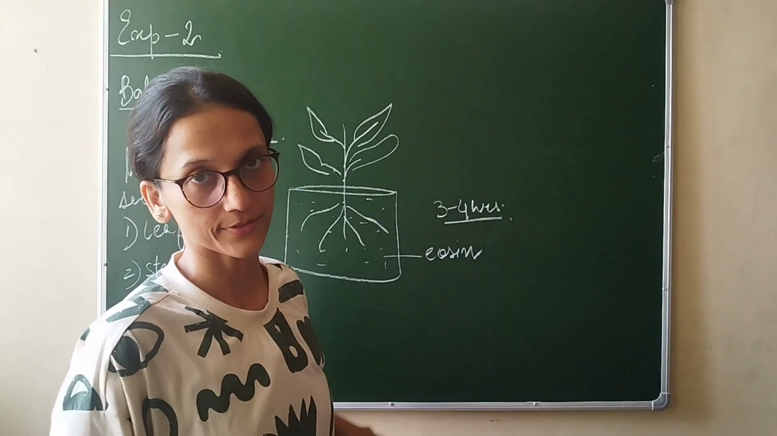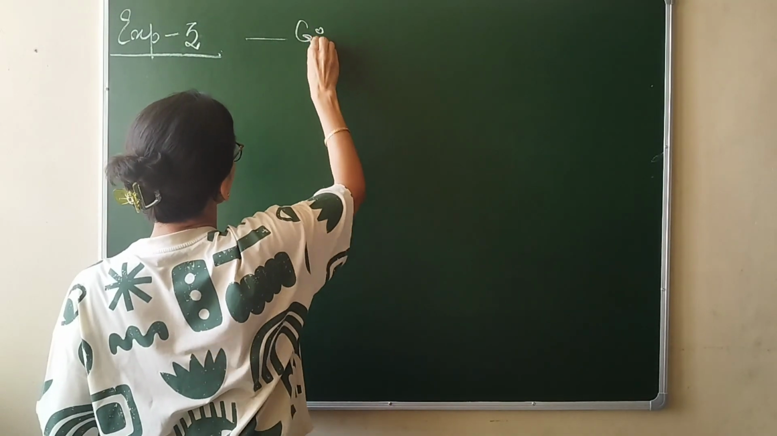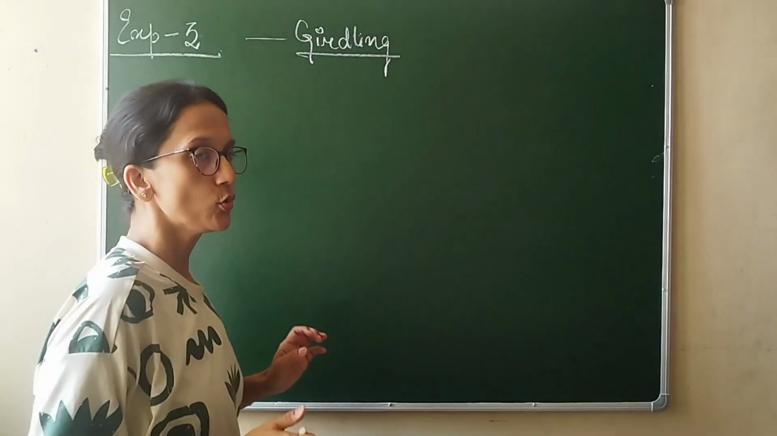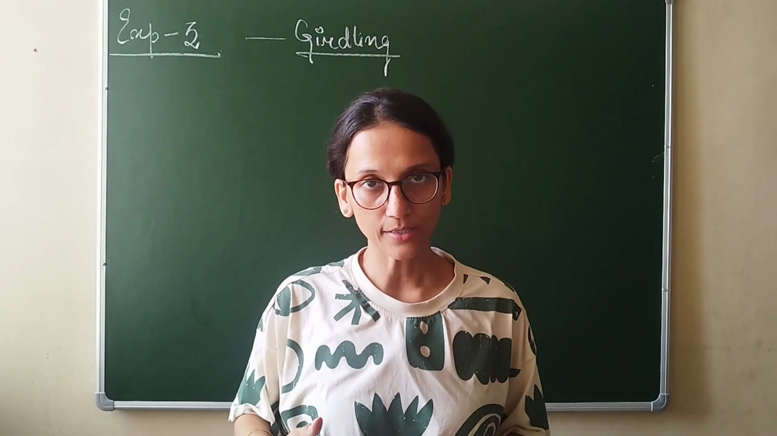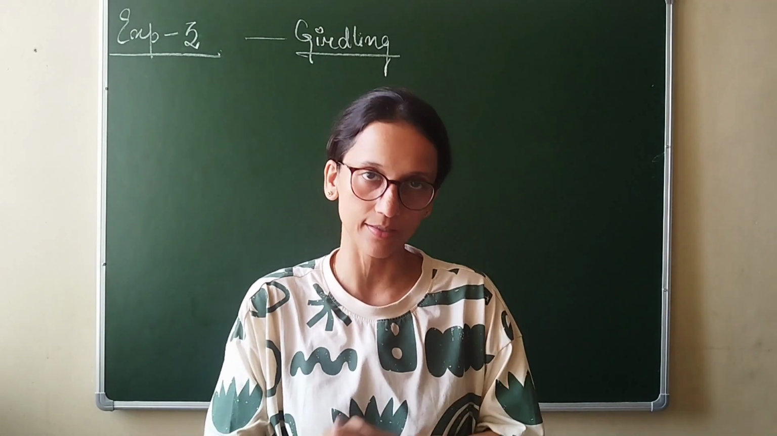Experiment 3 is about a process called girdling. You know what is girdling? Girdling is a process where you either take out the xylem of the plant keeping the phloem intact, or you take out phloem of the plant keeping the xylem intact.